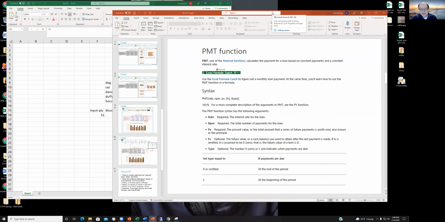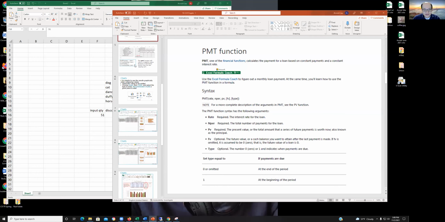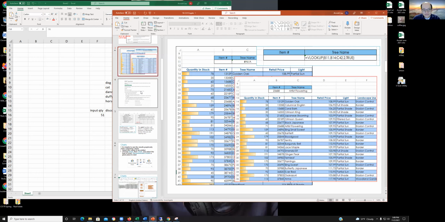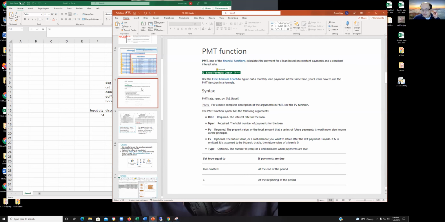So we're working on Excel. We're picking up from the other Excel lectures. Before, we were looking at VLOOKUPs. Now we're going to step into one of the many functions that I mentioned for the Excel lectures. So this is the PMT function.